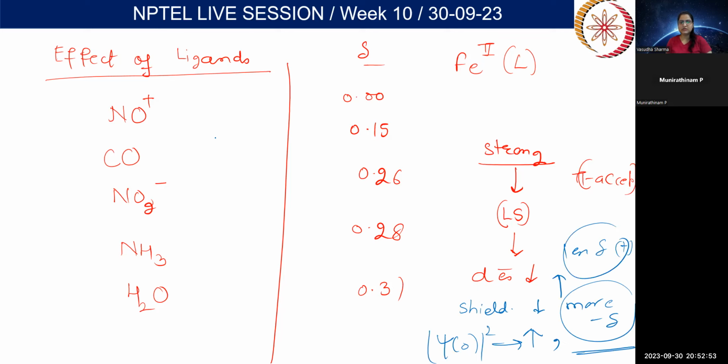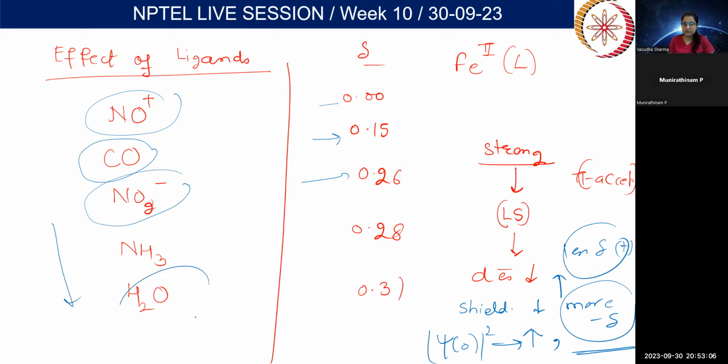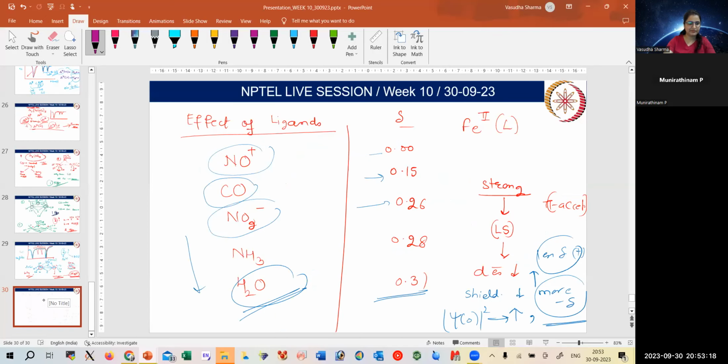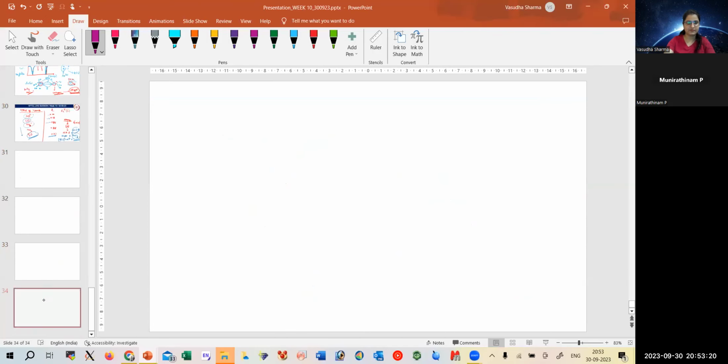So if you see, compared to these ones, NO positive is more pi acceptor compared to the carbonyl and compared to the nitro. That's why it is 0, then 0.15, then 0.26, where if you go down, more sigma donation or pi donation is happening in the case of water. That's why the delta value is more positive. So here it comes like this particular way.